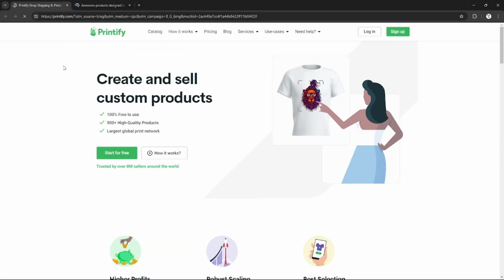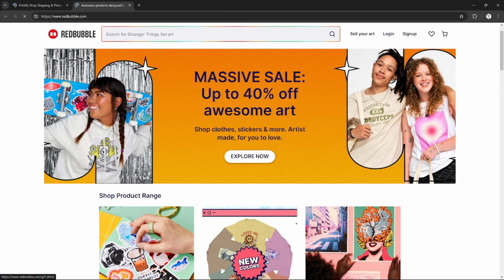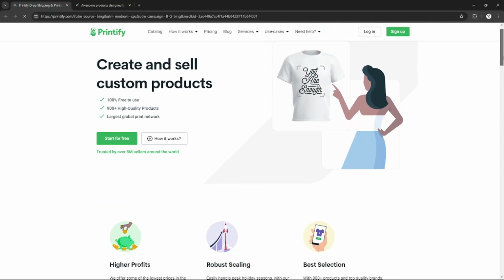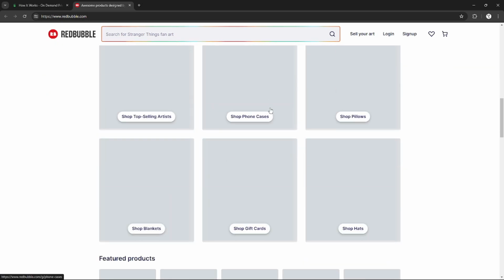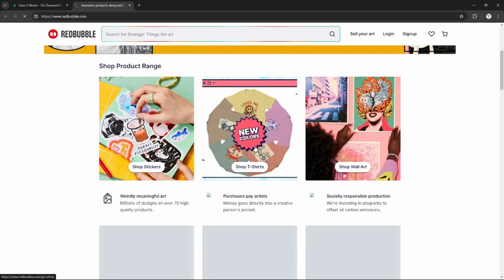Hello everyone, today we will compare Printify and Redbubble, two popular print-on-demand platforms. So Printify is a robust platform that connects you with a network of print providers, while Redbubble is a marketplace for independent artists to sell their designs on various products.